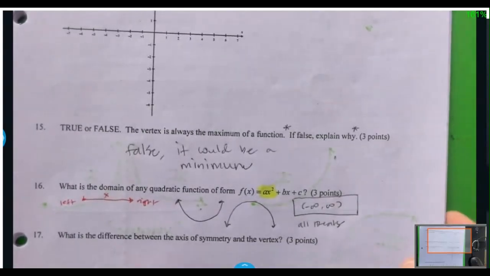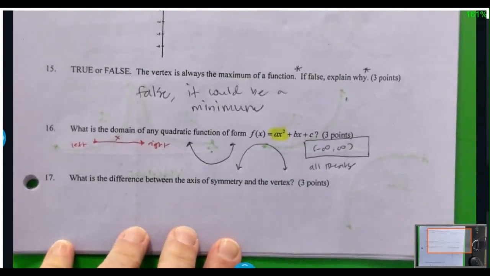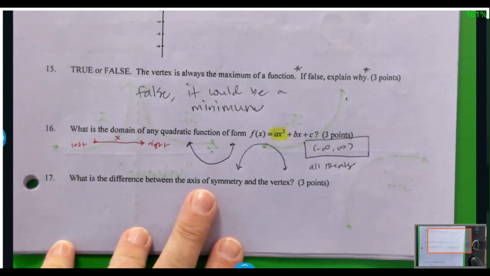And then number 17, what is the difference between the axis of symmetry and the vertex? That's a good question. What's the difference? And we've kind of talked about that today. We've graphed them, we've calculated them. But what is the difference? You don't have to get super deep. What's one difference between the axis of symmetry and the vertex?